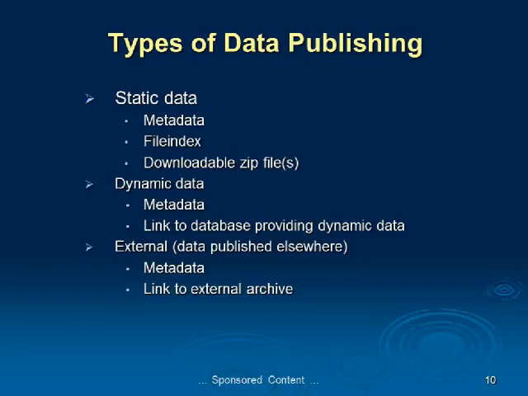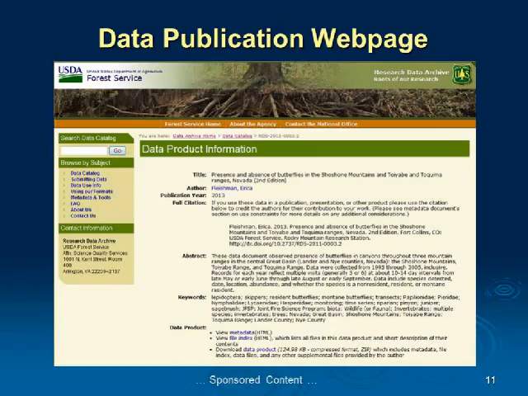And this actually is one of our data pub web pages. Standard sort of information: titles, authors, citations, abstract, and then down at the bottom where it says data product, you can actually look at the metadata, look at the file index of what things you will be getting, and then download the actual package.